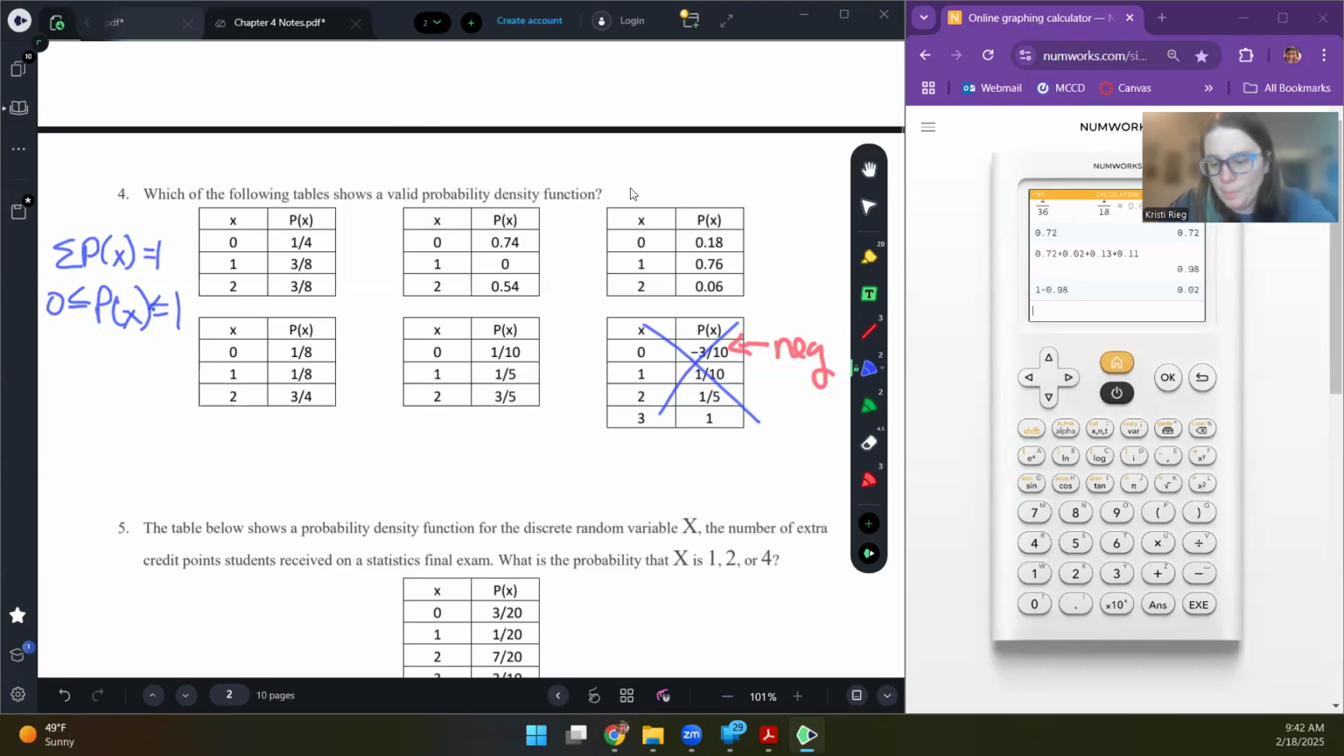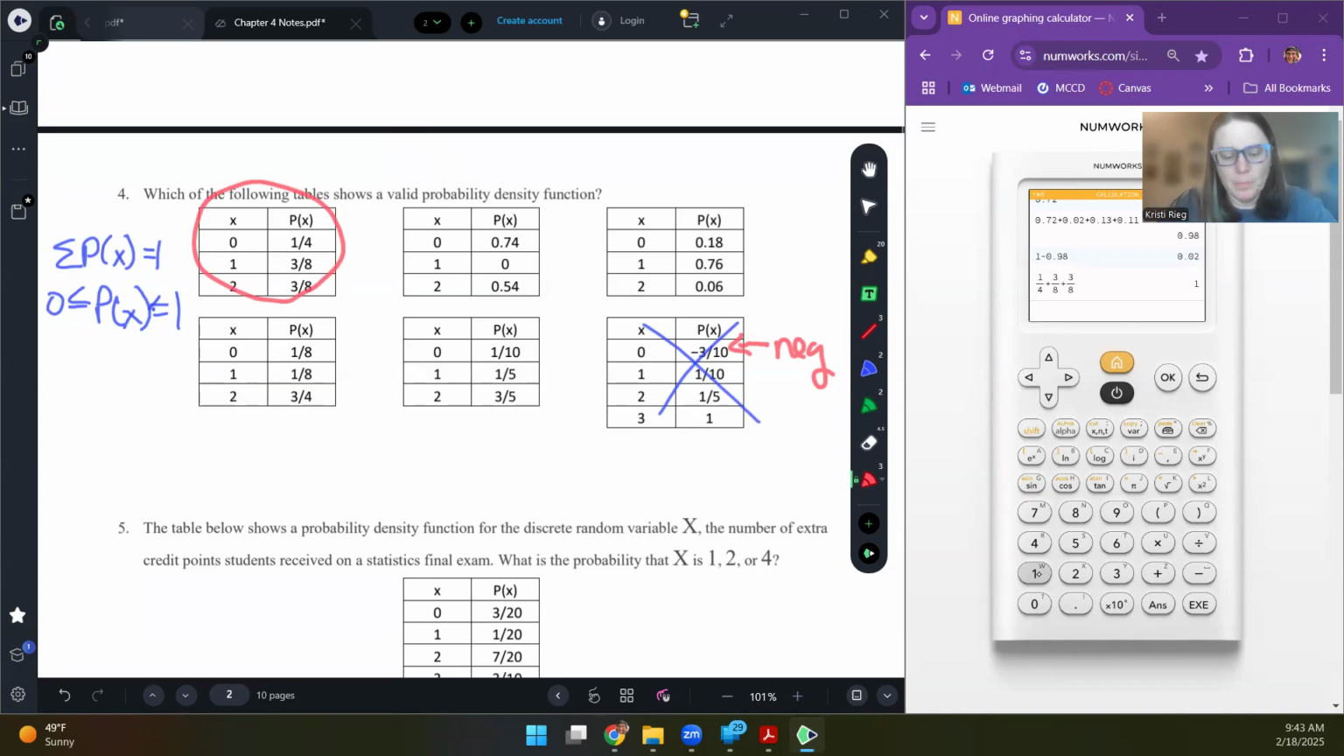So I go to the first one and I type in 1/4. Remember to hit over when you hit plus, so the plus is in the bottom. 3/8. Oh, what did I just say? And then I did it, 3/8. 1. So there's no zero, there's no negatives, there's nothing greater than 1, and everything adds up to 1.